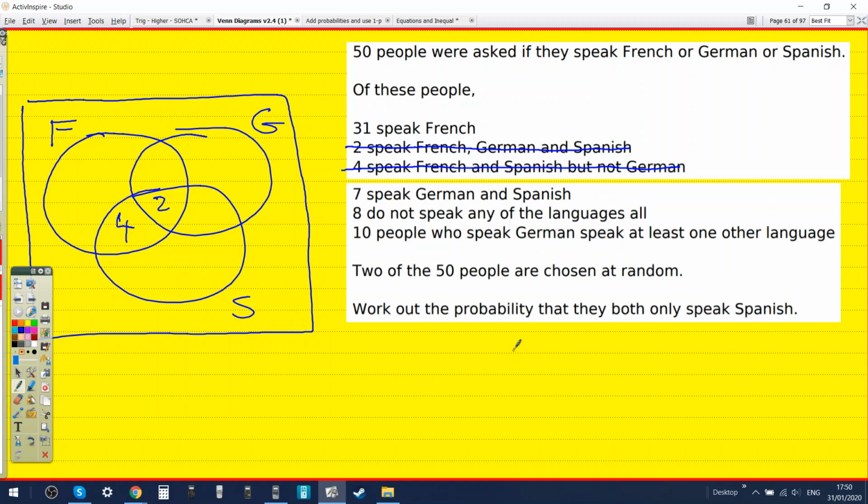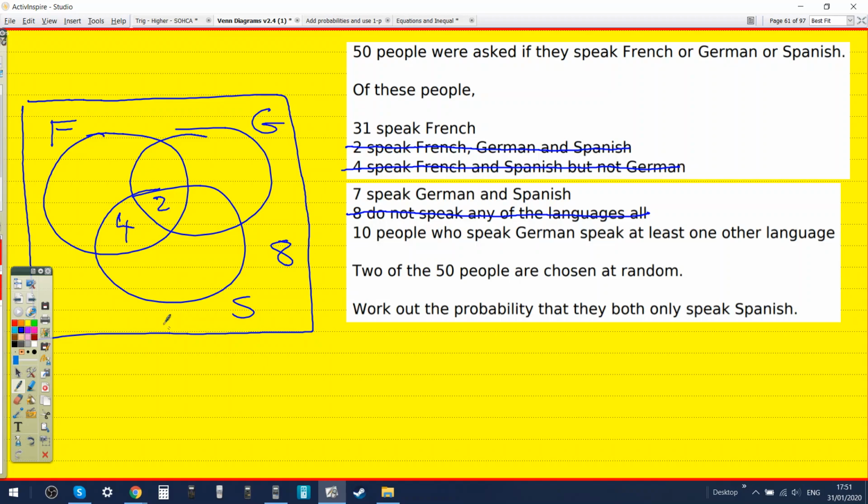Okay. So 8 do not speak languages at all, so I put that outside. So we can definitely do that. Yeah, we can always do the very middle and very outside first. Then we try to do these 3 middles. 10 people who speak German speak at least one other language.